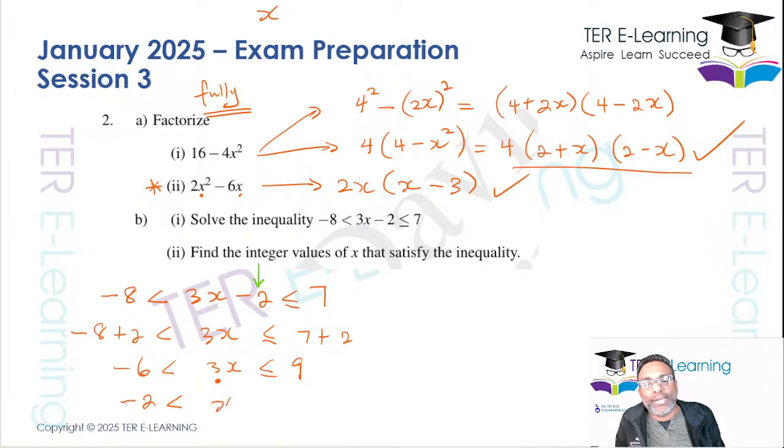You're going to end up with x here, and then you're going to end up with 3 here. So this here is our solution. So that's the answer for part 1.